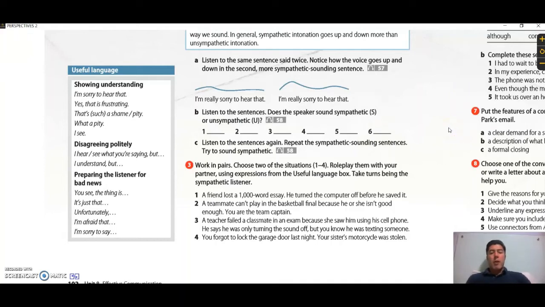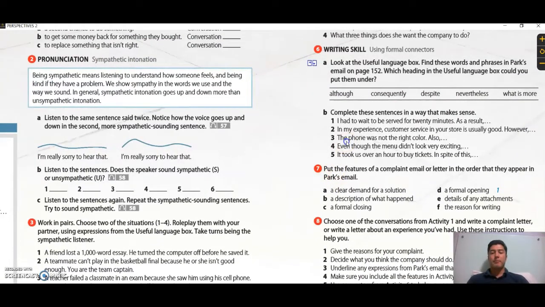Number 3, work in pairs. Choose 2 of the 3 situations. It says we have to work in pairs, so as we know, we can't do this. So let's change to the other part.